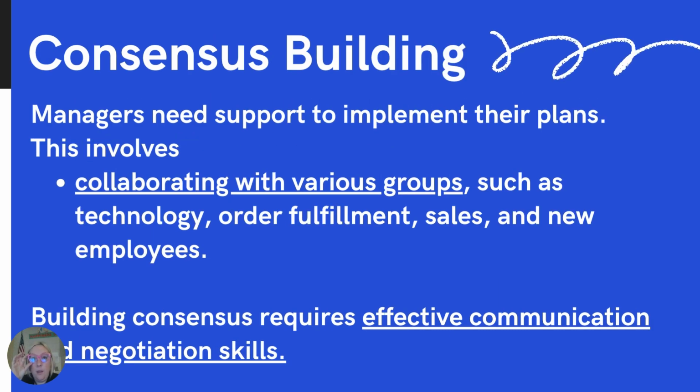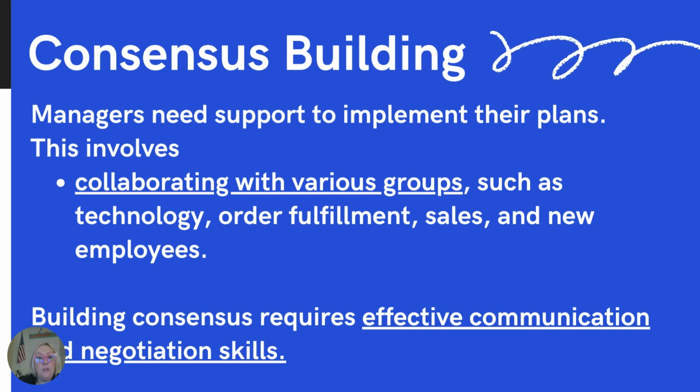Consensus building. Managers need support to implement their plans. All right. So they're going to need a lot of support from the people that they work with. So, what does this look like? This involves collaborating with various groups, such as the IT department, so technology, maybe order fulfillment. Hey, I need you in the warehouse to fulfill my order. Okay. Sales. Who's the person that's going out there doing the sales? That's boots on the ground, talking with the employees, and just new employees in general. So they need support from everybody that works under them in order for their plan to be successful, right?